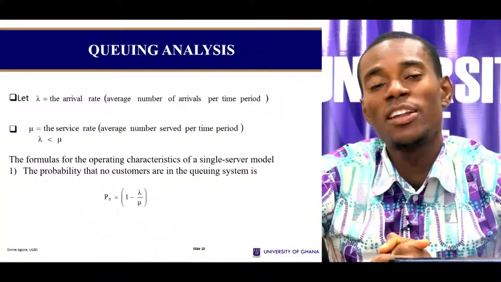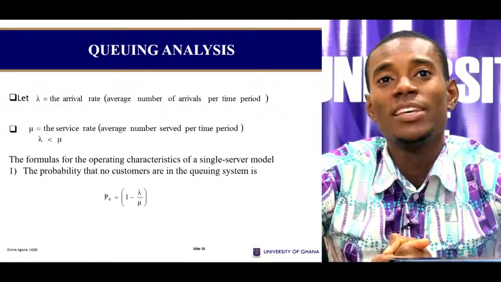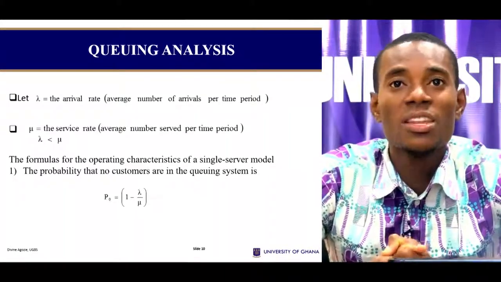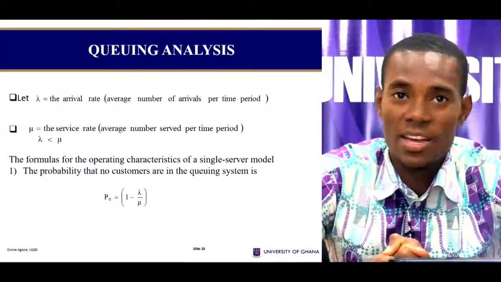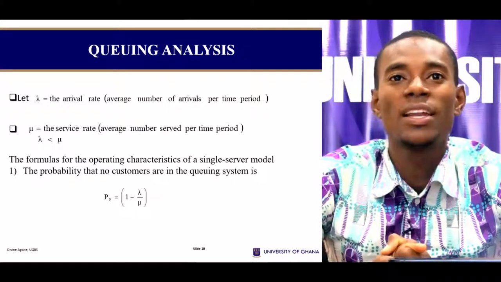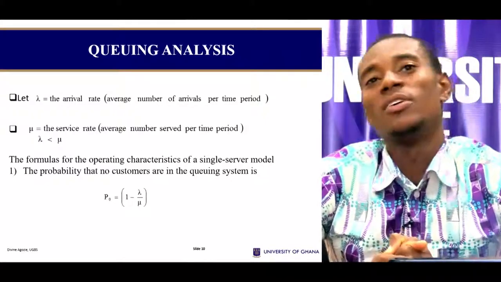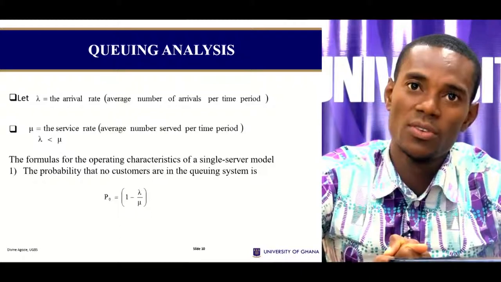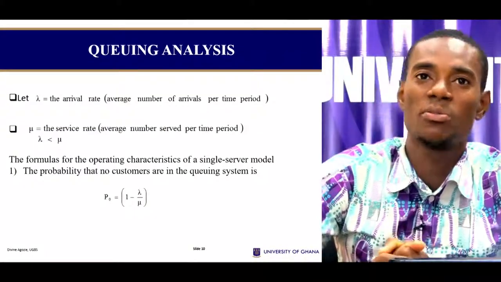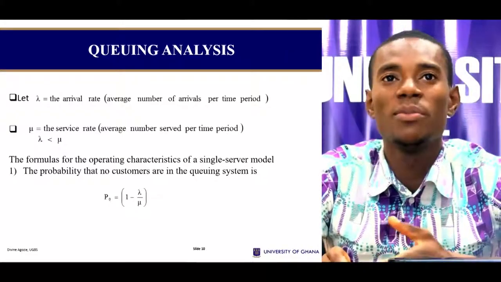Now, if you want to find the probability that you have a similar experience, we say P0, meaning the probability that zero customers are in the queuing system. It is 1 minus the ratio of lambda over mu. So 1 minus lambda over mu will give us the probability of no one being in the queue.